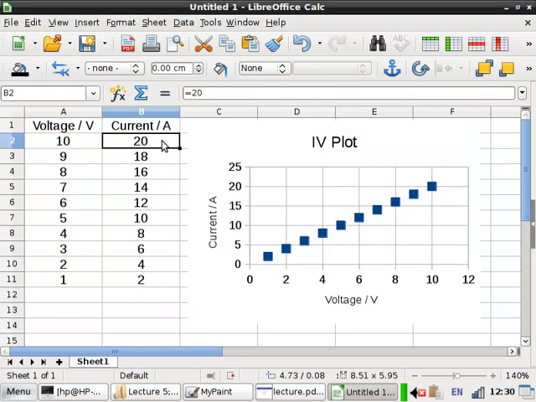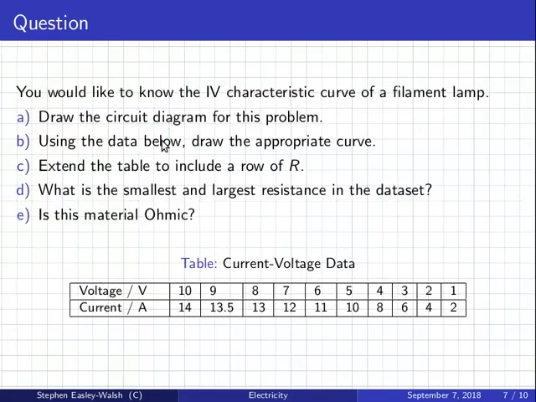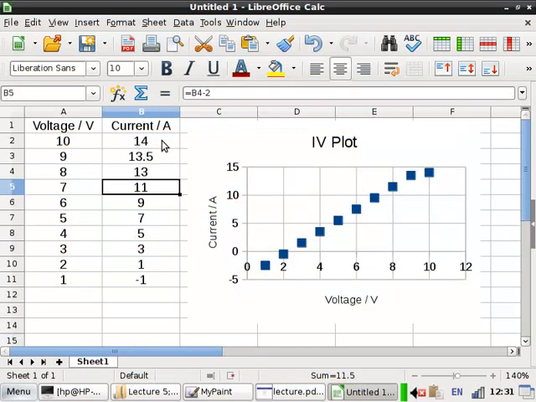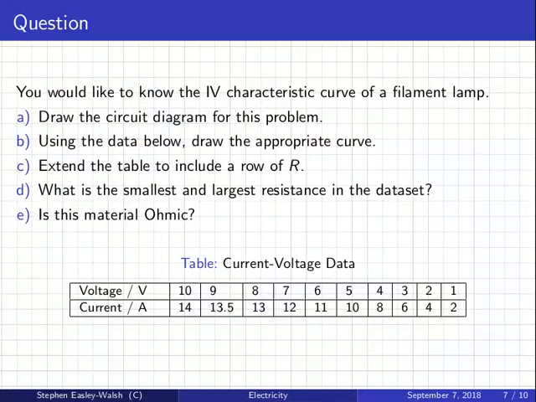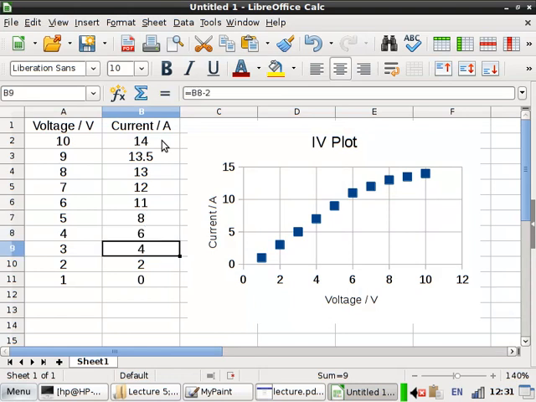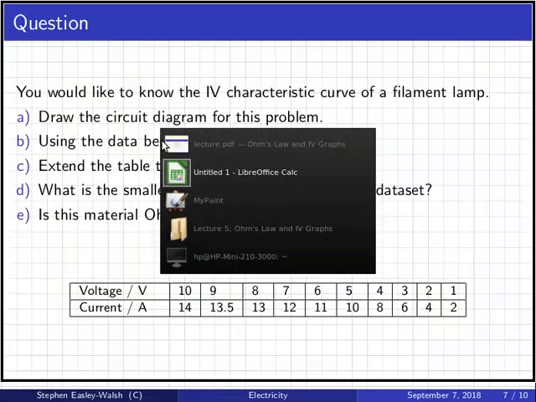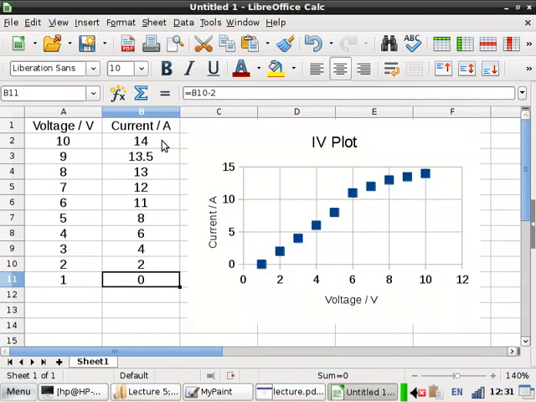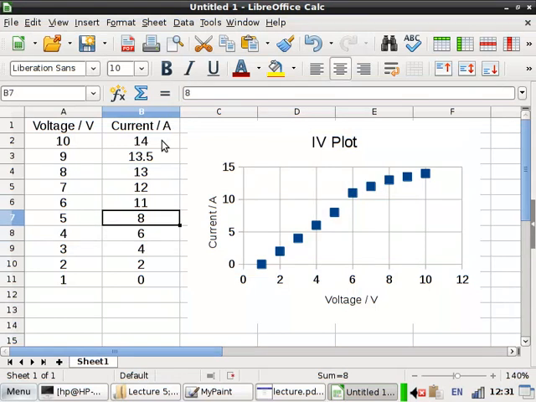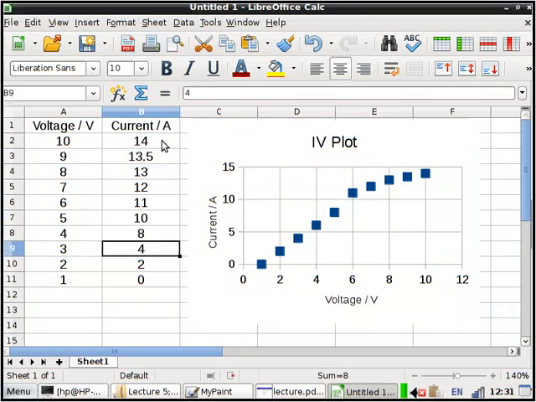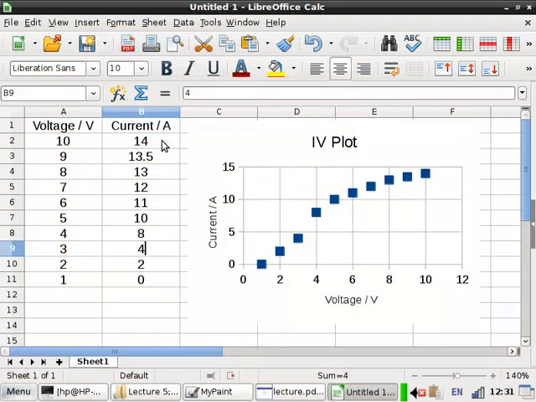So the current instead will be 14, 13.5, 13, 12, 11, 8, 6, 4, 2. What's gone wrong? 11, 10. I missed a 10. Flip. 10, 8, 6, 4, 2.